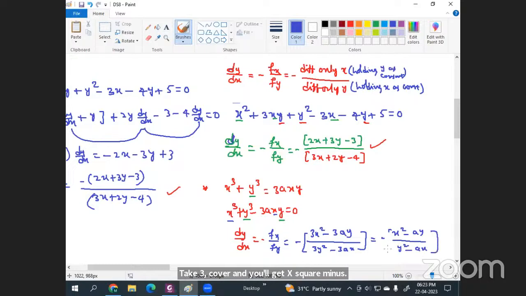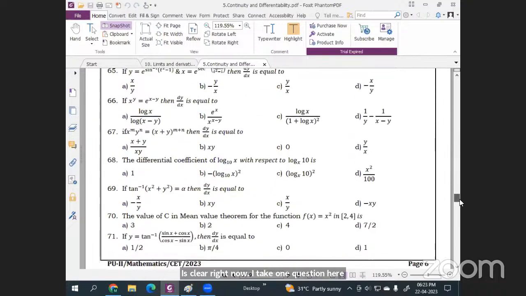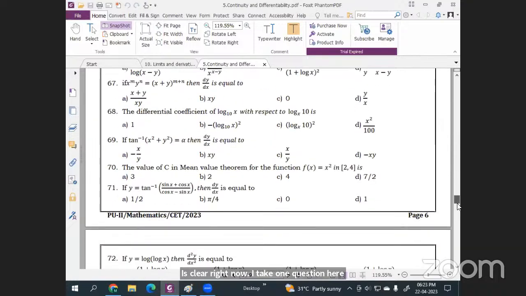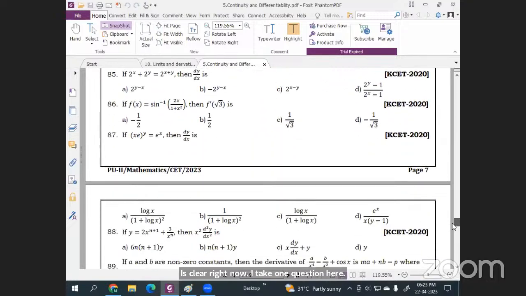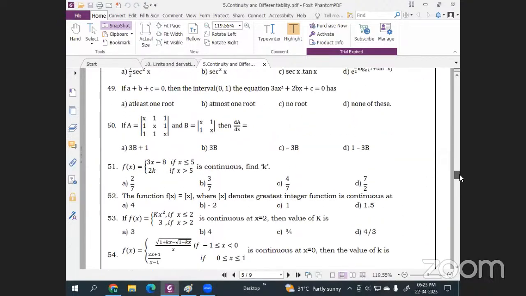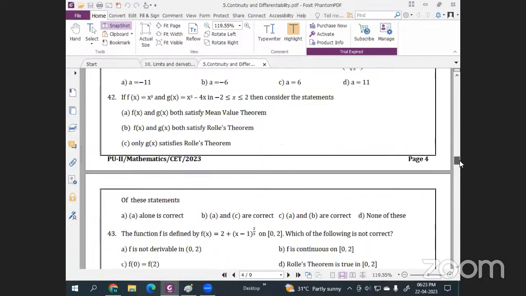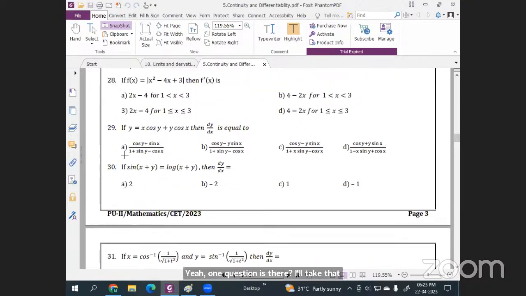Very good question on this one, to view shortcut number 3. Is it clear, all of you? Right. Now I'll take one question here. Here one question is there. I will take that question.